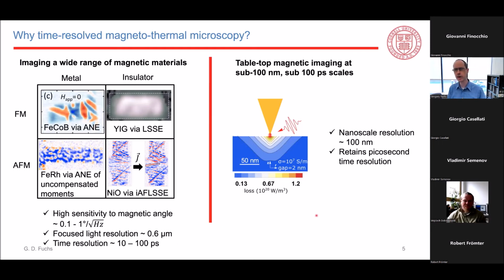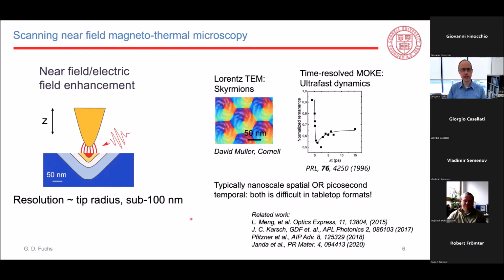Now, the other take-home message is that it's just not limited by the diffraction limit, because it's not actually a light technique, it's a heat technique. So what I actually want to start by telling you about is how we've been pushing this technique to become a simultaneous way of measuring magnetization on the sub-100 nanometer scale, but also a probe of sub-100 picosecond dynamics. So let's start there.